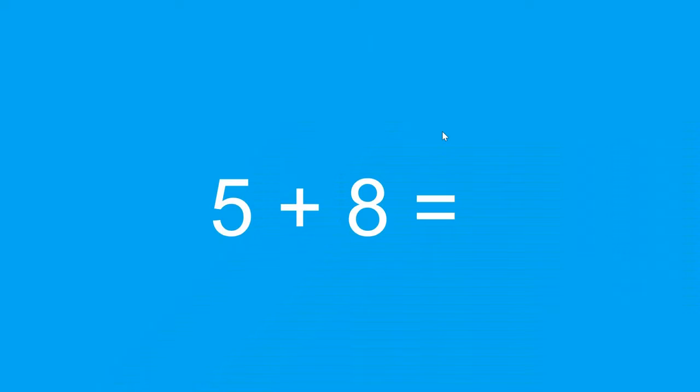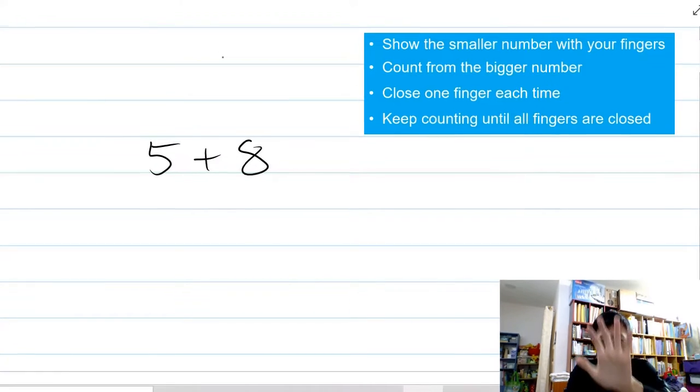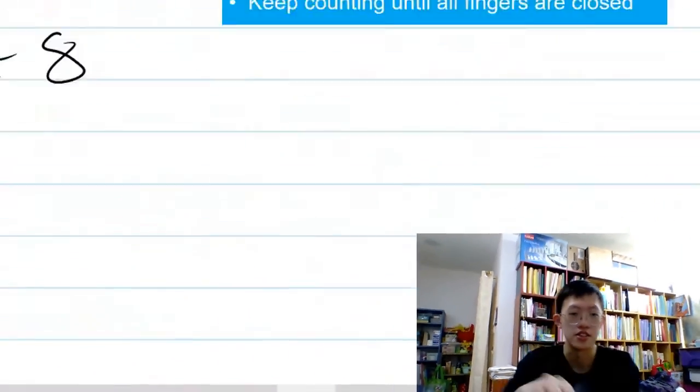Okay, so how do we do 5 plus 8? Okay, how about 5 plus 8? So again, we'll follow the steps. Who's the smaller number? 5 is the smaller number. So we'll show 5 in our hands, and we count from 8. So 8, 9, 10, 11, 12, 13. So 13 is our answer.